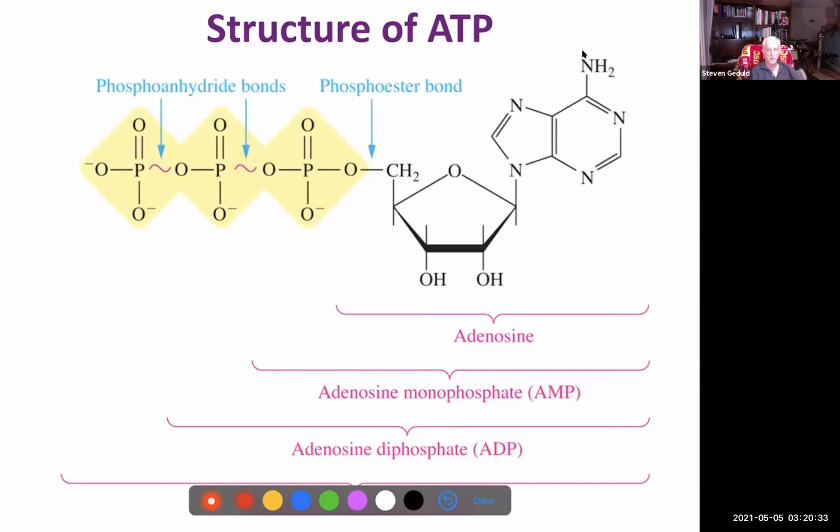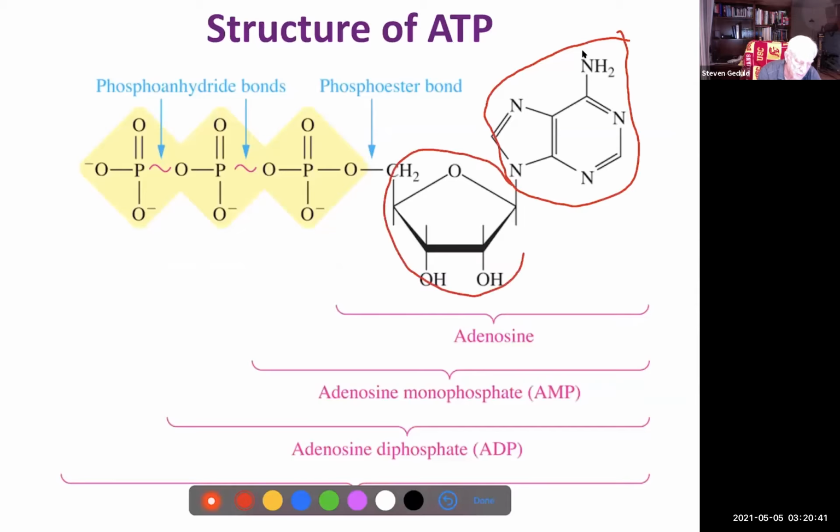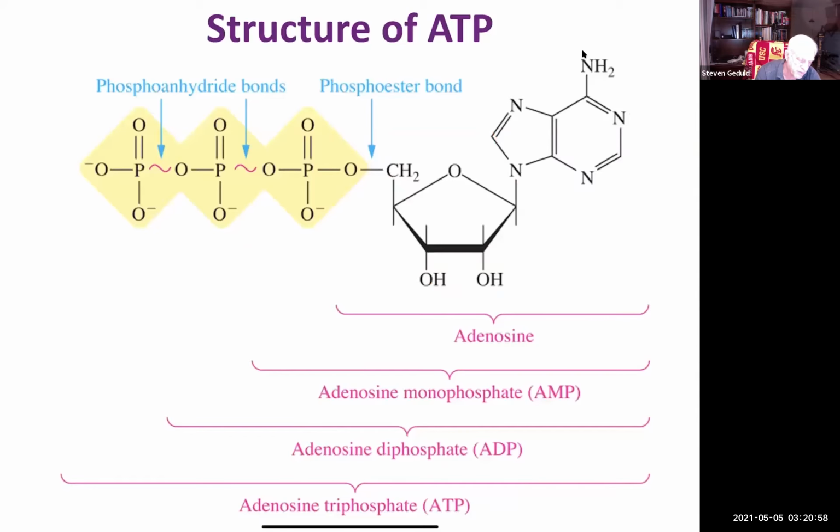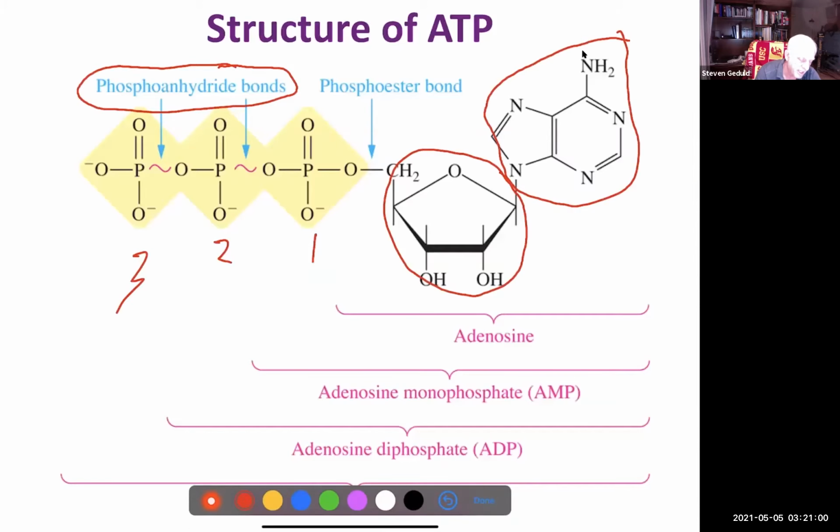So there's what it looks like. There's adenosine. Here's your nitrogenous base. Here's your sugar, your ribose sugar. And this is 1, 2, 3. The last 2 phosphate groups are joined by the phosphoanhydride bond. Those are very high energy bonds, release a lot of energy when they are broken. So you have adenosine, adenosine monophosphate, adenosine diphosphate, and adenosine triphosphate.